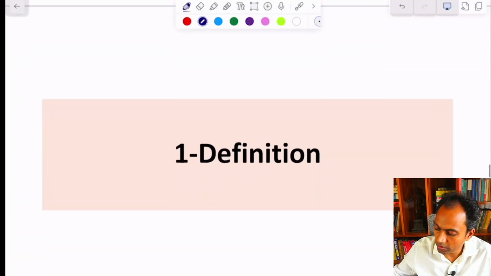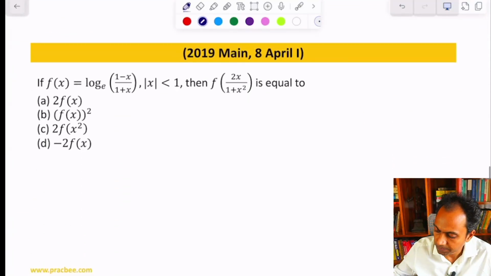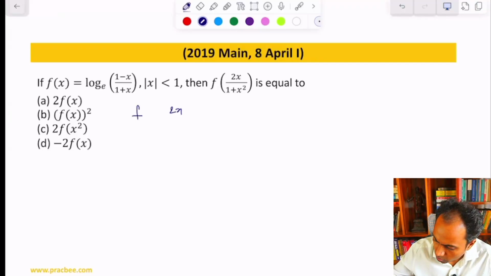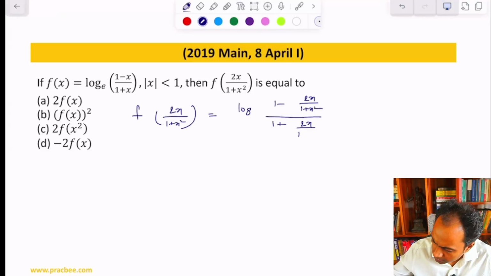Now let us first look into definition based questions that are there. In this question, what they're saying is the function is given to us, then f of 2x by 1 plus x square. So we could directly substitute in place of x the value of 2x by 1 plus x square. So if I do this, you can see that this becomes log of 1 minus 2x by 1 plus x square, and you can keep on pausing this video, solving the question along with me, so that you get a better idea on how to approach problems.